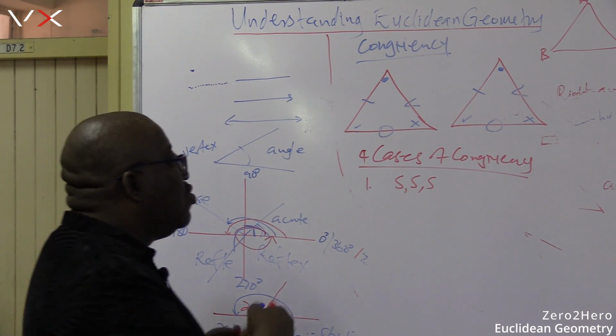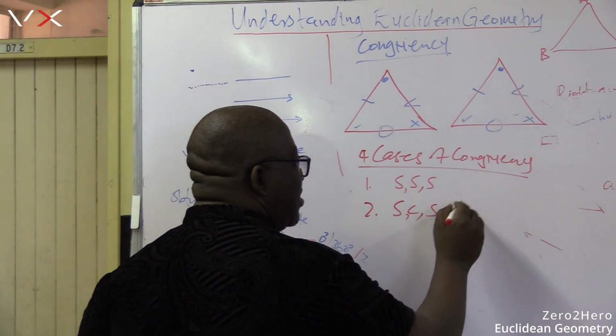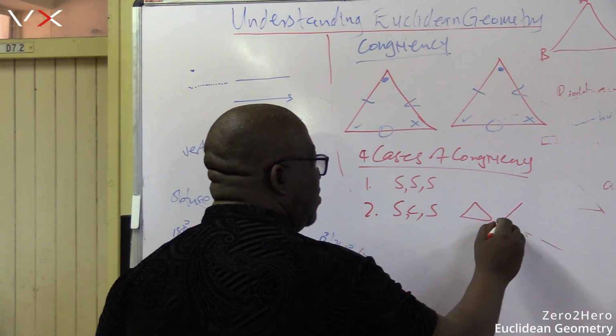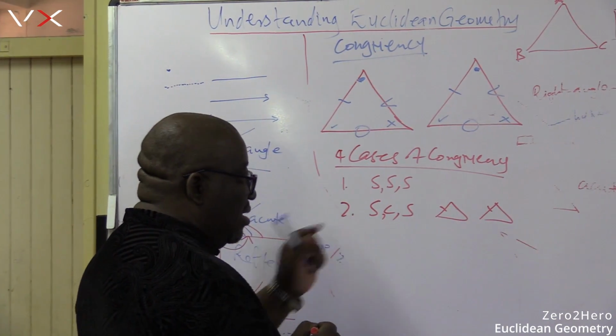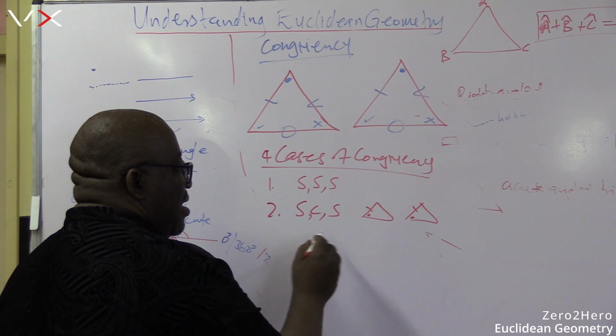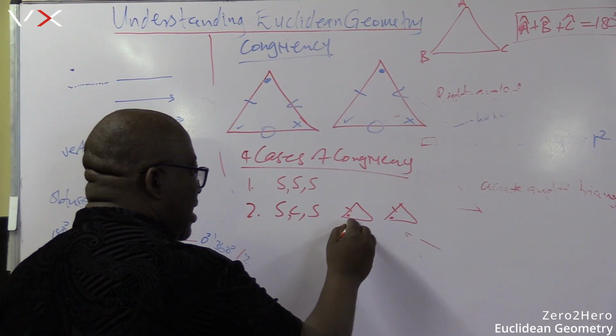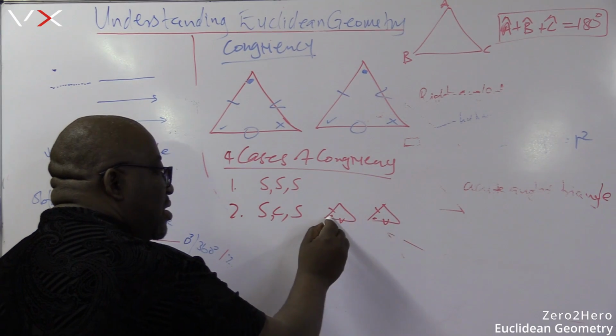That's the first one. Number two, it's side angle side. What do you mean by side angle side? Let me just make an example. If this side is the same as this side, that's side. If this angle is the same as this angle, that's angle. And this side the same as this side. I can't take that other side because the angle is here.